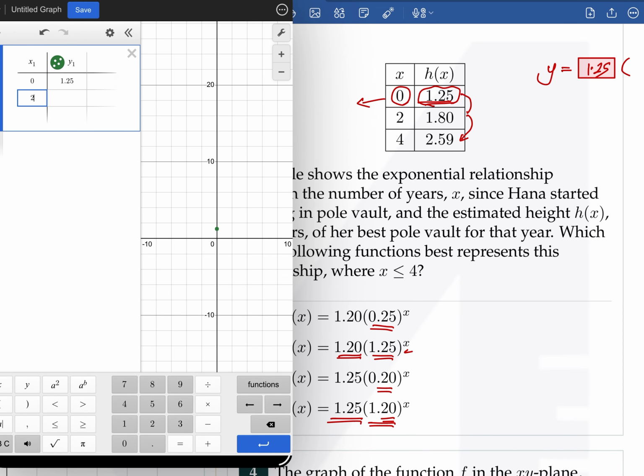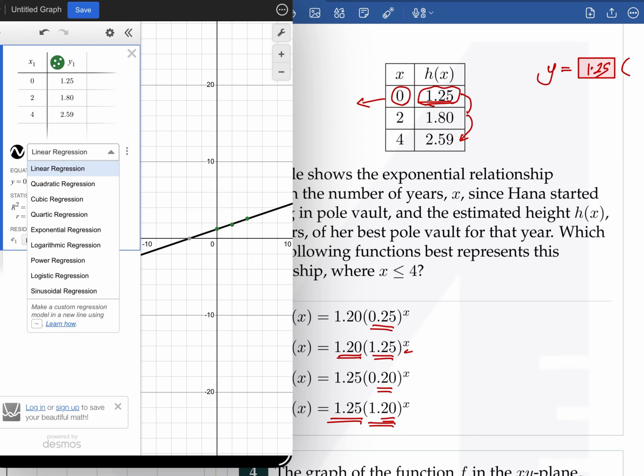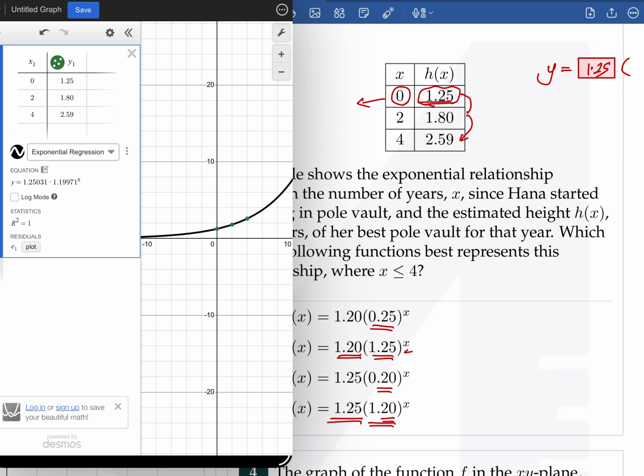The second line is 2 with 1.80, and the third value is 4 with the number 2.59. And then we choose this sign here. It changes to be exponential. Once you write this, you can see something very similar to the answer, or very close to the exponential function.